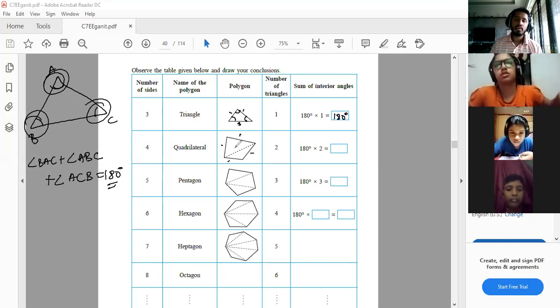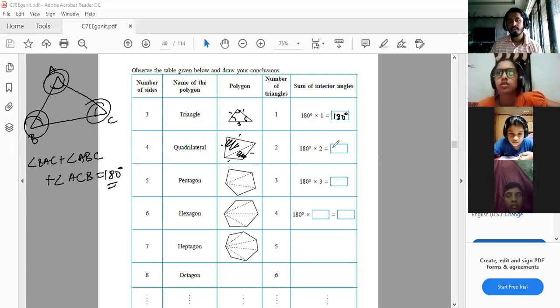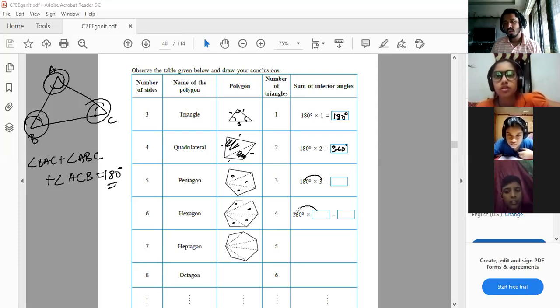Quadrilateral. If you see in this quadrilateral, there are how many triangles? Two triangles, no? One is this and one is this. So therefore, 180 into 2 is how much? Sum of all angles is 360 degrees. Pentagon, there are 1, 2, 3 triangles. So 180 into 3, 18 3s are 54. So 540 degrees.